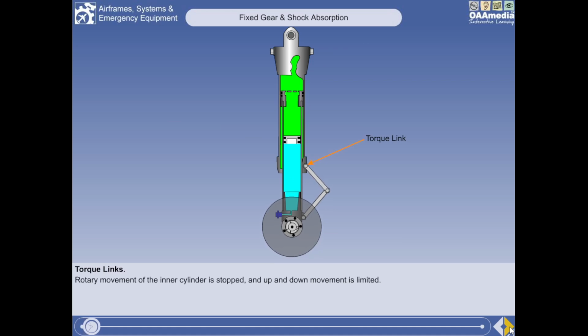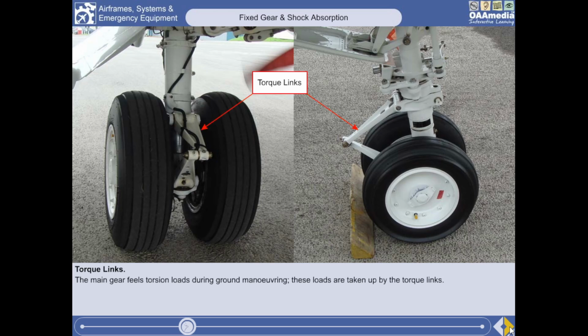The inner cylinder is free to rotate and move up and down within the outer cylinder. However, rotary movement is prevented and up and down movement is limited by the torque links, which connect the inner and outer cylinders together. These links are sometimes also known as torsion or scissor links. The main gear is subject to torsion loads during ground maneuvering, and these loads are taken by the torque links.